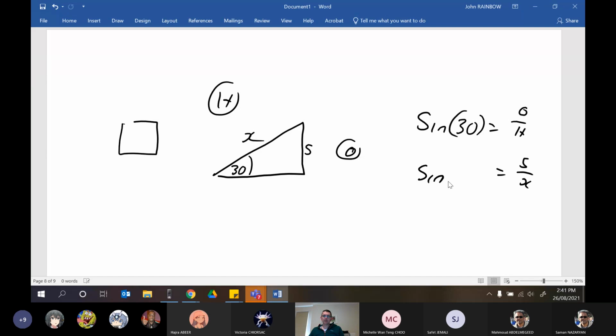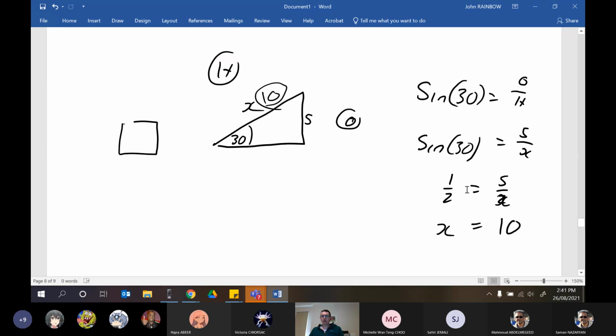And then I go, this is sine 30. Now, I know that sine 30 is a half because we looked at that before. So this is actually a half equals 5 on x. Times x out, and then divide by a half underneath. 5 divided by a half is 10. It should be x, whoops. So x will equal 10. And I also know that if that's half of that, that has to be 10 anyway. So sine 30 is one that you should know, that the opposite is half of the hypotenuse length.